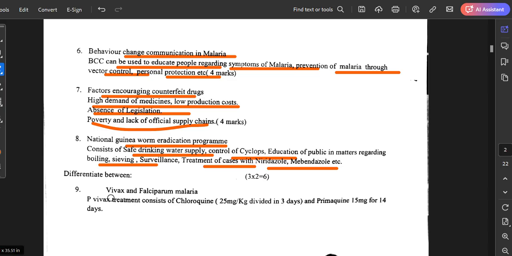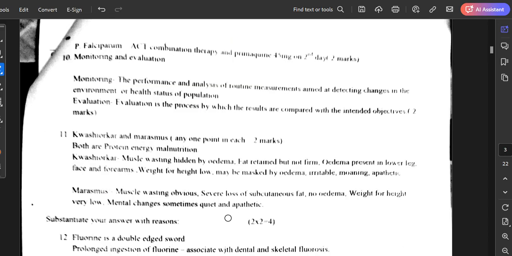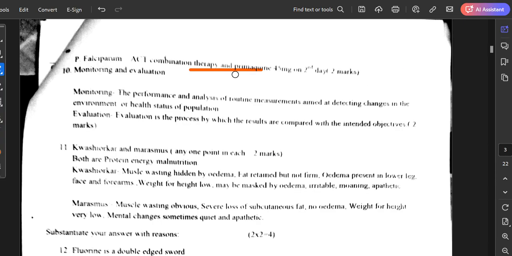Differentiate between vivax and falciparum malaria. Plasmodium vivax treatment consists of chloroquine 25 mg per kg divided over 3 days and primaquine 15 mg for 14 days. Plasmodium falciparum means we will use ACT combination therapy and primaquine. There it is chloroquine, it is primaquine, and for ACT combination therapy, primaquine 45 mg on the second day.